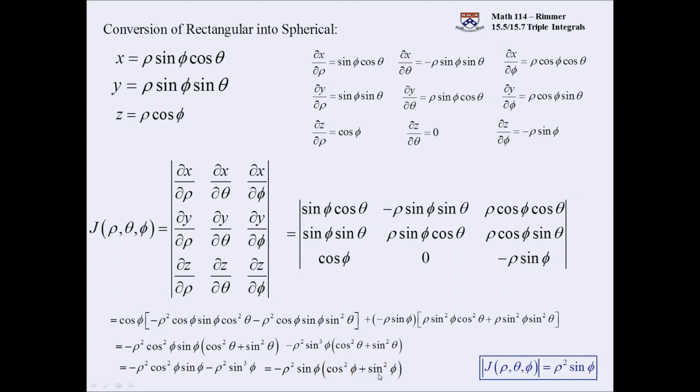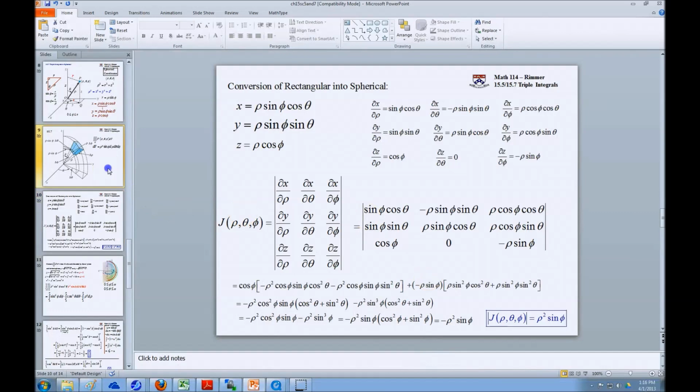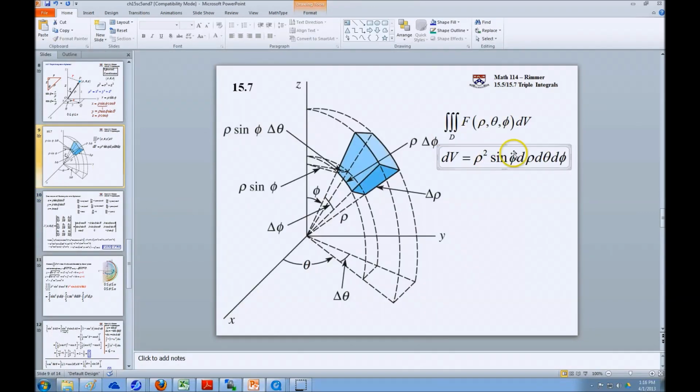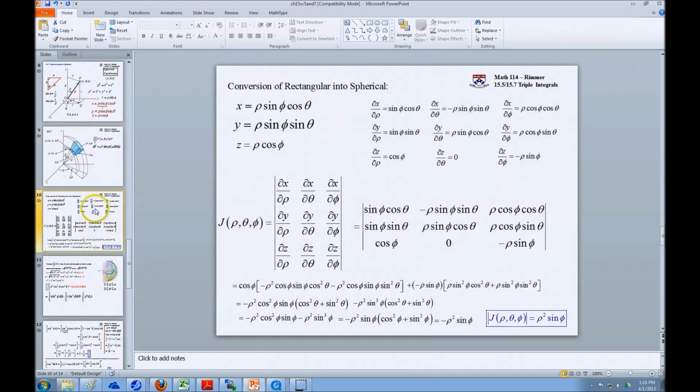So the Jacobian is a negative rho squared sine phi, but remember, you're supposed to take the absolute value of the Jacobian. We end up with rho squared sine phi. So that is the extra element of area that needs to be put into the dV formula. You can't just change dx dy dz into d rho d theta d phi. We have to add on this rho squared sine of phi. And so rho squared sine of phi, then d rho d theta d phi. Okay, we proved it with the Jacobian here.